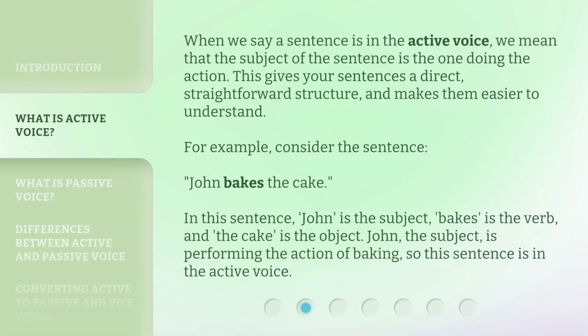When we say a sentence is in the active voice, we mean that the subject of the sentence is the one doing the action. This gives your sentences a direct, straightforward structure, and makes them easier to understand. For example, consider the sentence, John bakes the cake. In this sentence, John is the subject, bakes is the verb, and the cake is the object. John, the subject, is performing the action of baking, so this sentence is in the active voice.